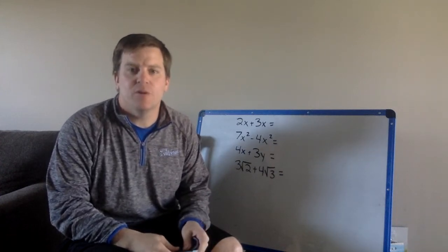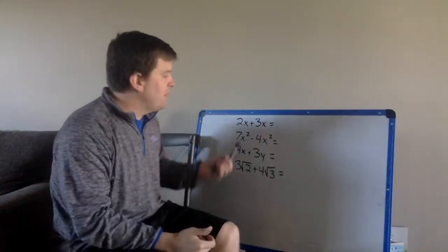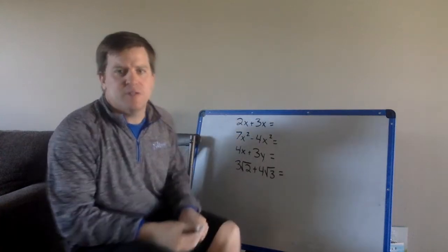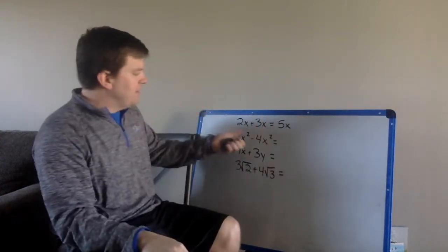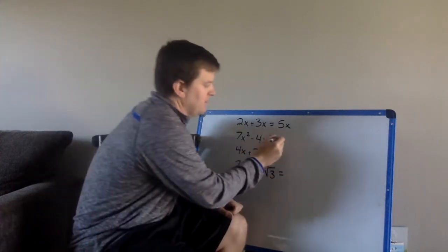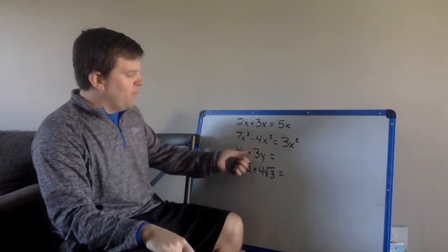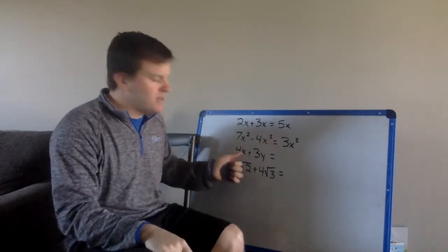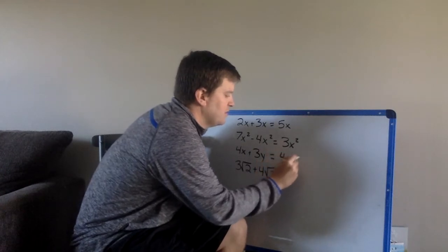Before we start, just a quick review of adding and subtracting with variables. Remember, we can add and subtract like terms. So if we have 2x and 3x, 2x plus 3x is 5x. 7x squared minus 4x squared gives us 3x squared. If we have 4x plus 3y, those aren't like terms, so we can't add those. We just need to leave it as 4x plus 3y.